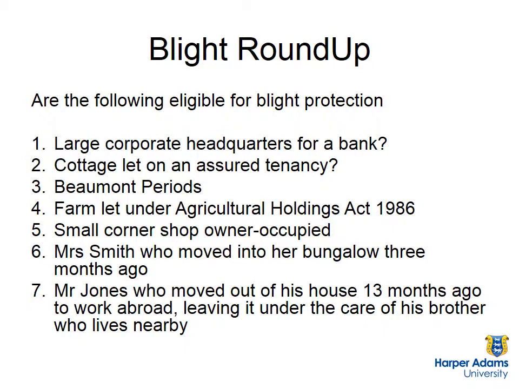So, the answers. 1. Large corporate headquarters for a bank will certainly exceed the rateable value limit. 2. A cottage let on an assured tenancy. Because there isn't an owner-occupier, this will also fall foul of the blight rules. 3. Beaumont periods. Nothing to do with statutory blight at all, everything to do with potato blight. 4. A farm let under the Agricultural Holdings Act 1986. Nobody will be satisfying the requirements for owner occupation, in that case if it's a traditional annual agricultural tenancy.